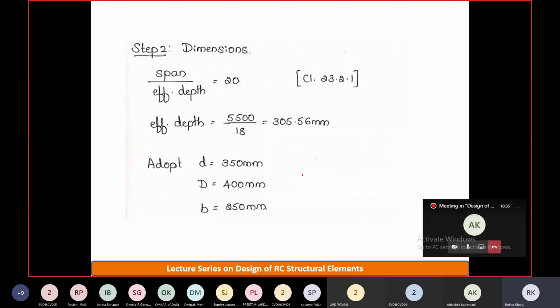Now let's calculate the dimensions of the beam section. In order to calculate the dimensions of the beam section, again we'll be referring to clause number 23.2.1, that is page number 37 of IS 456. In this, we are given the span to effective depth ratio as 20 for a simply supported beam.